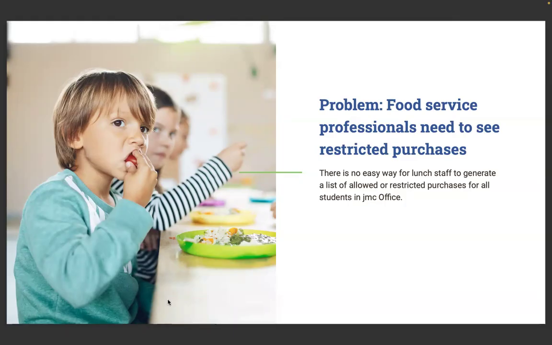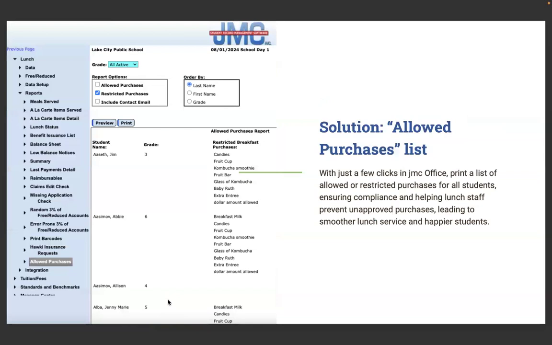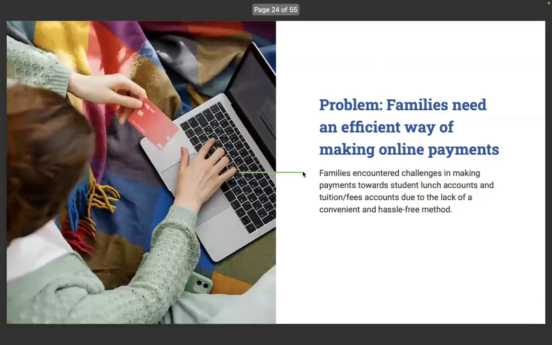Food service professionals need to see restricted purchases. There's no easy way for lunch staff to generate a list of allowed or restricted purchases for all students in JMC Office. So the solution is the allowed purchases list. Now with just a few clicks in JMC Office, you can print a list of allowed or restricted purchases for all students, ensuring compliance and helping lunch staff prevent unapproved purchases, leading to smoother lunch service and happier students. This is under lunch reports, allowed purchases, this list. And we'll briefly show where those purchases are allowed and disallowed in just a second.